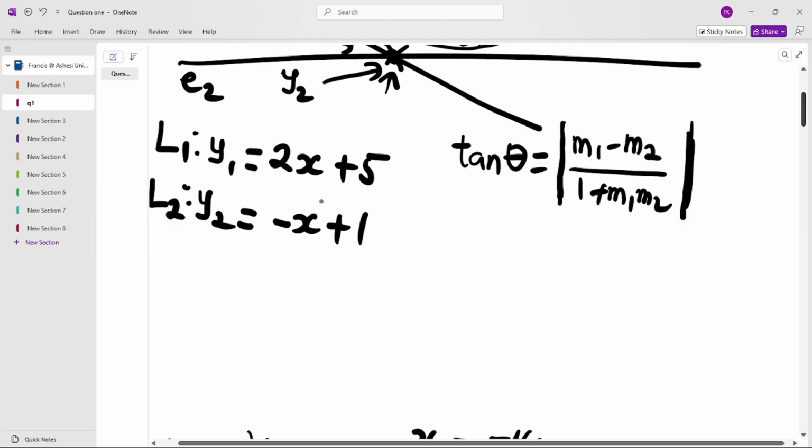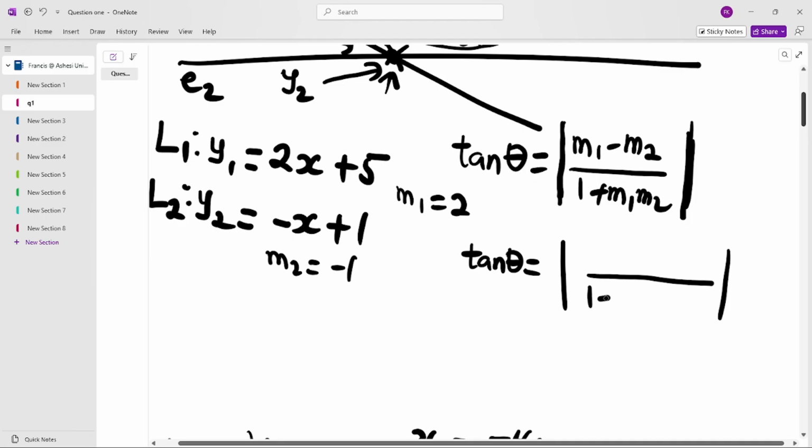Yes, sir. So for these equations, any of them can be m1. So my m1 is equal to 2 and my m2 is equal to -1. It doesn't really matter which order you do it, because of the absolute value, it will still cater for whatever you do. So I have tan theta equal to the absolute value of a fraction: the denominator is 1 plus m1 times m2, so 2 times -1, and the numerator is 2 minus -1.